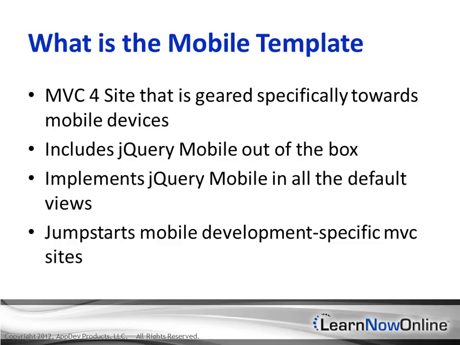For instance, there's no index.mobile.cshtml with the mobile template. The main index page that's already there is already set up to work with mobile. So the entire MVC site is for mobile. So you don't have to do any extra work for it.